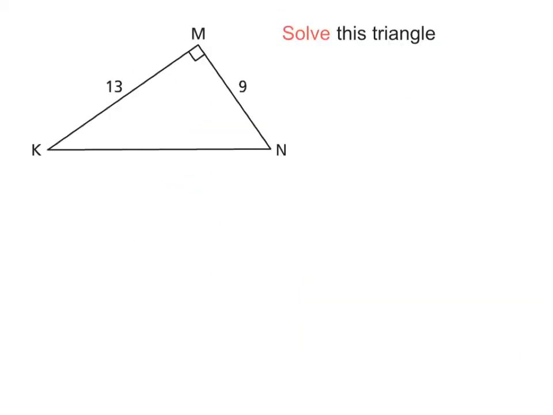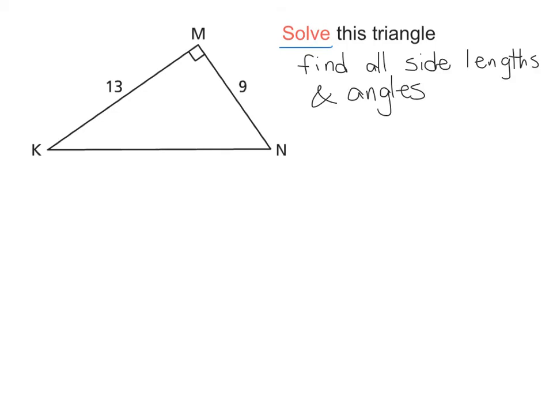In this second example, the instructions are to solve the triangle. When we see this word solve as an instruction, it means that we are going to find all the missing side lengths and all the missing angles. So in other words, for this triangle, we want to find the length of the hypotenuse. We'll call it little m since it's across from the big angle M. We also need to find the measure of angle K and the measure of angle N.